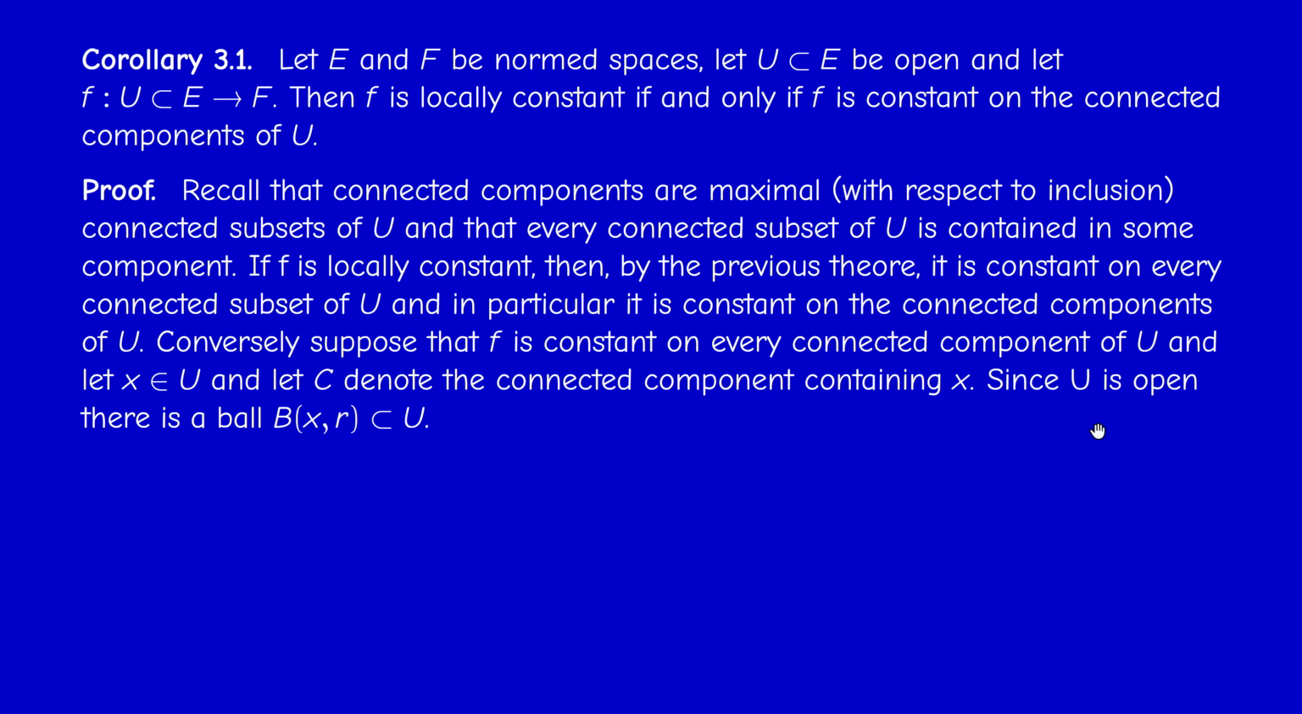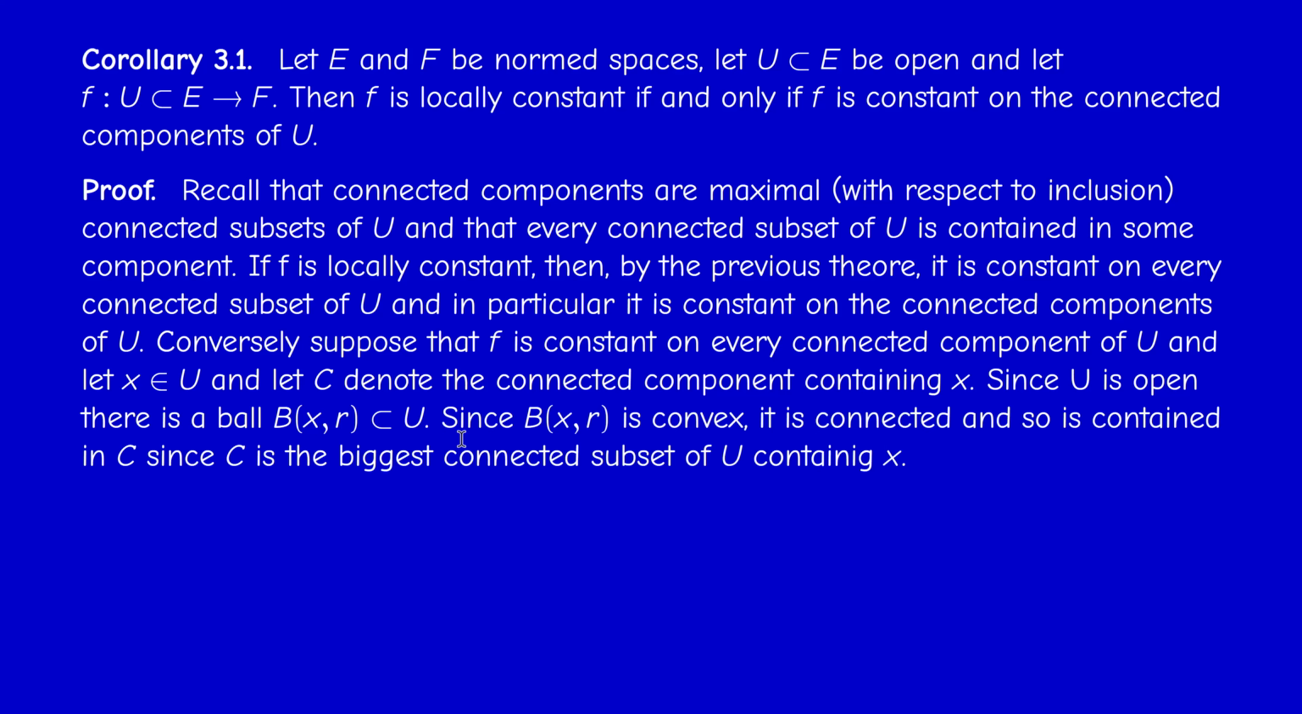Now, since U is open, here I'm using this fact, there is a ball of center x contained in U. Now, the ball of center x and radius r is a convex set, as you know, and therefore it's connected. And every connected set is contained in some component. So B(x,r) is a connected set containing x, and C is the biggest connected set containing x. Therefore, C contains B(x,r).